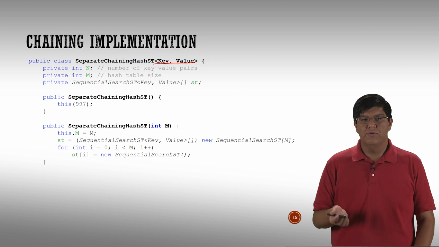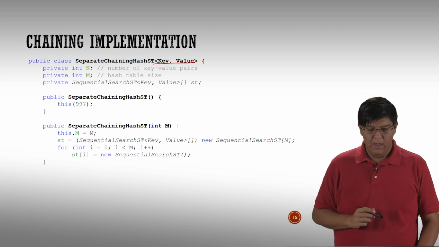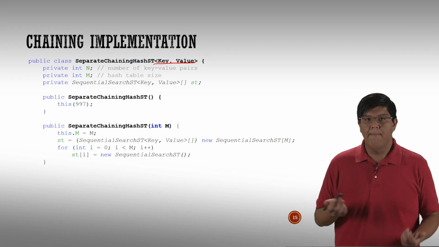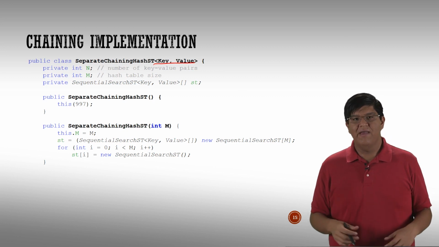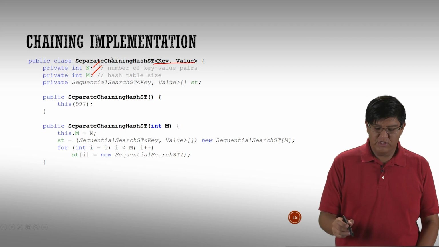Obviously we want to be able to use anything as a key, anything as a value. All right. Then we have our N and M. So we need to keep track of the size of the array and the number of elements in there. Pretty straightforward. And then we're actually constructing the array.